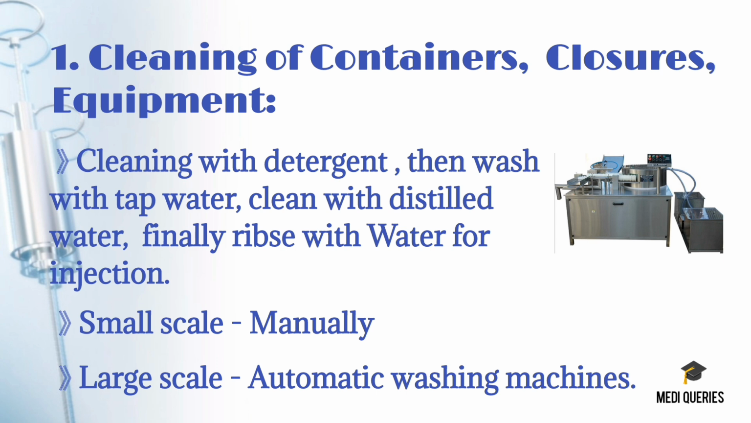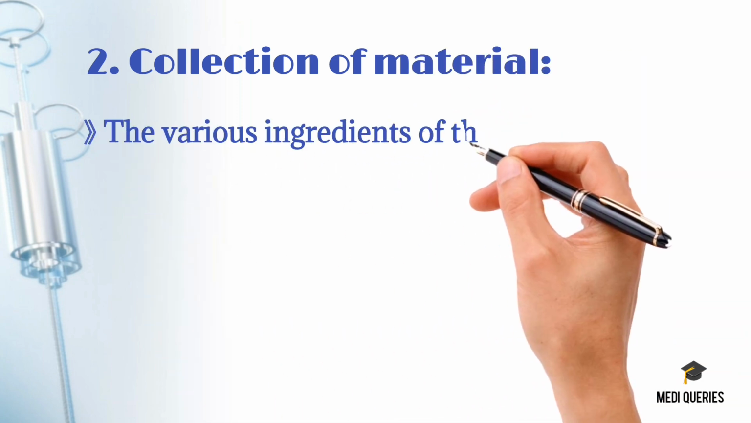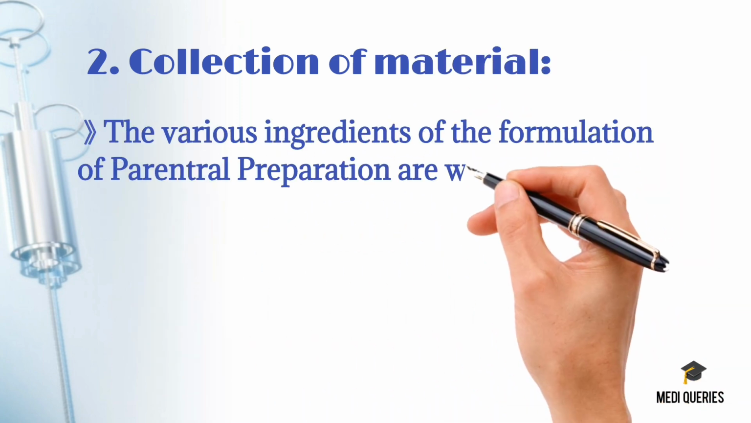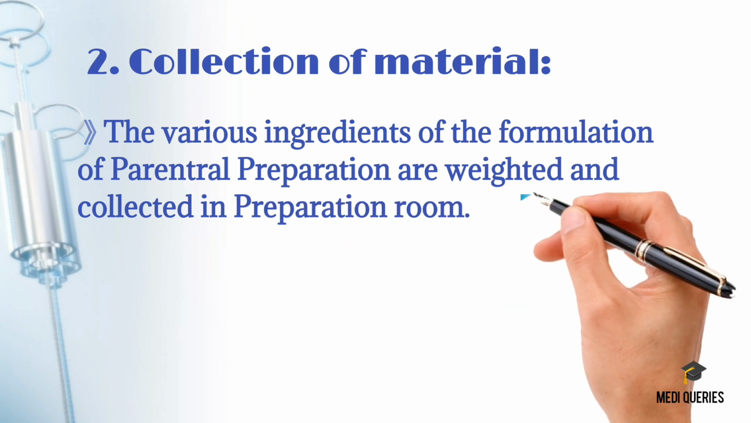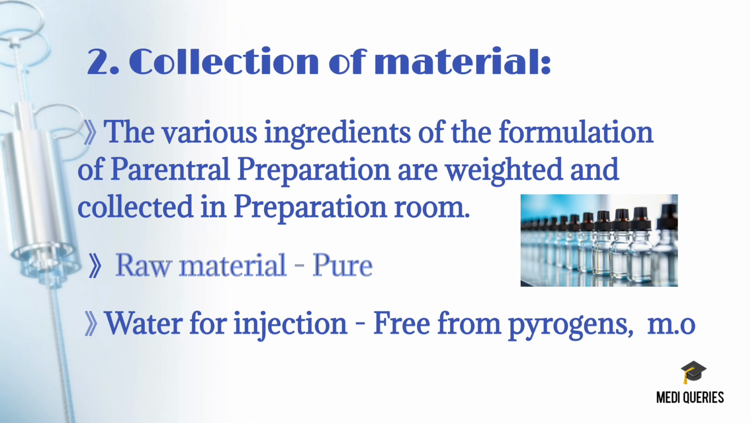And then the closures are removed from the solution, washed with water, followed by rinsing with filtered water for injection. On small scale, washing is done manually, but on large scale, automatic washing machines are used. And the next step is collection of material. The various ingredients of the formulation of the parenteral products are weighed and collected in the preparation room. The raw materials required in the preparation of the parenteral product should be pure. Water for injection free from pyrogens and microorganisms is used in the preparation of parenteral products.